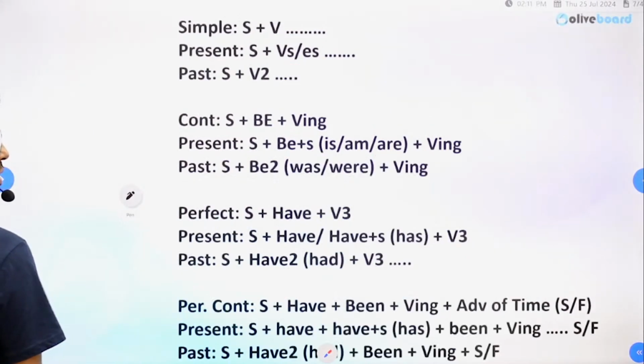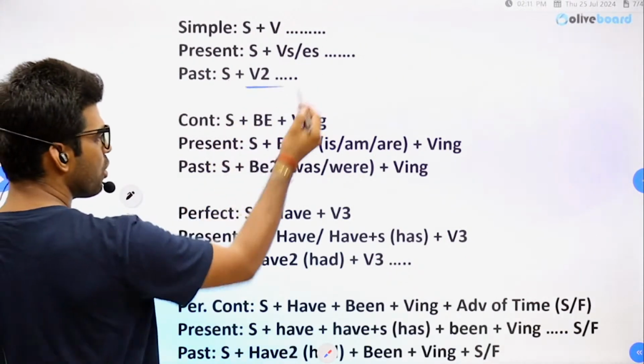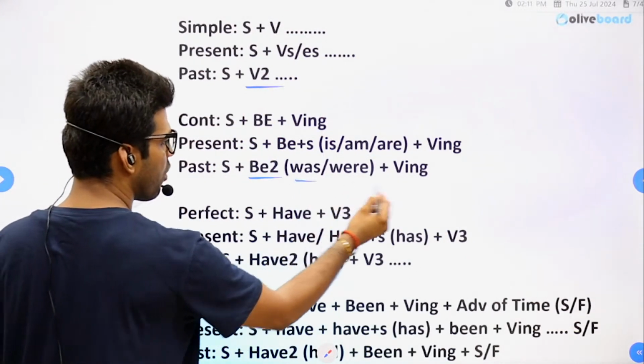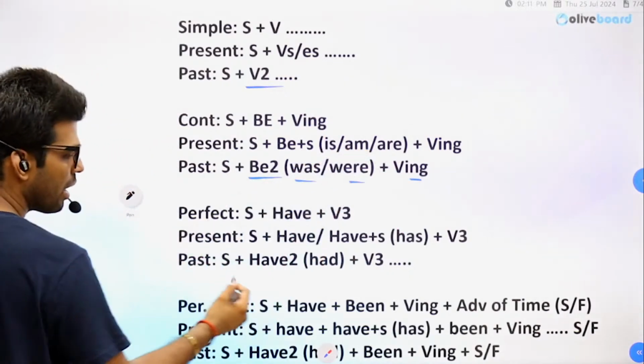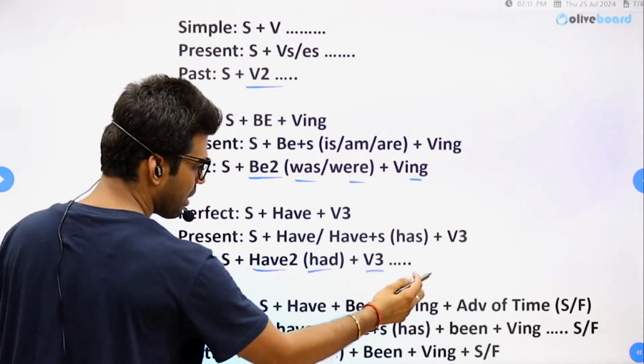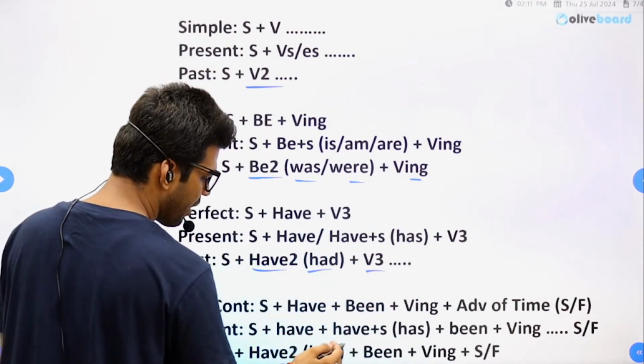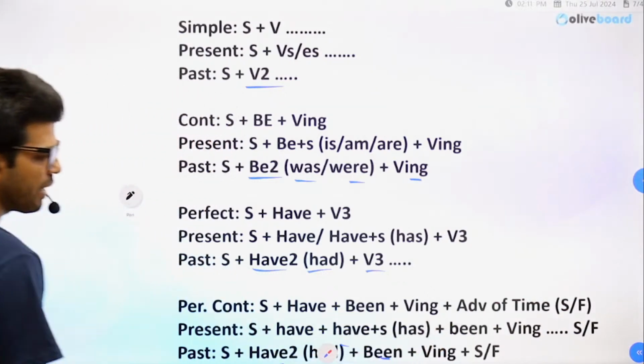That's the past variation. Subject plus V2, second form of be, was and were, ing the same there. Second form of have, had, plus third form there. Second form of have, had, and the remaining fractions there.